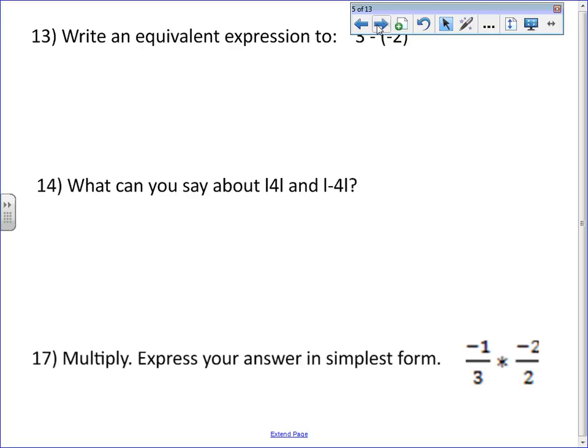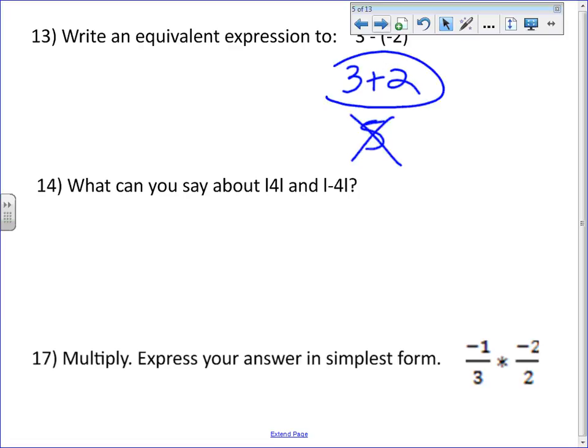Write an equivalent expression to 3 minus negative 2. Just do keep change. 3 plus 2. So that's the equivalent expression. You don't need to go to 5. Just keep it right here, 3 plus 2.